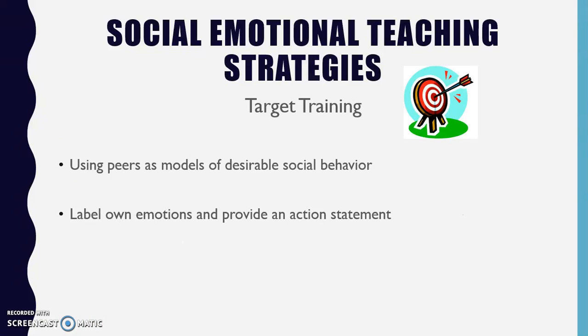Some areas I would love to improve on in this category are using peers as models of desirable social behavior. I think that this would be important because we do look up to people and we model our behavior off of people, and I would like to just point out the positive behaviors that are being modeled by their peers and do more of that in my classroom.